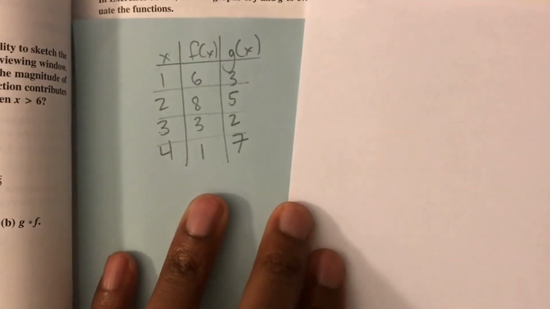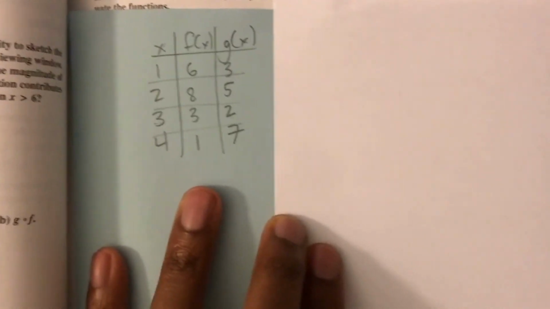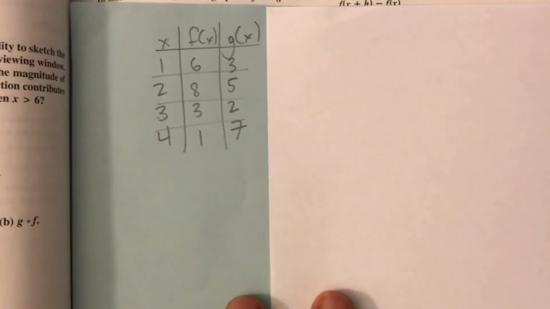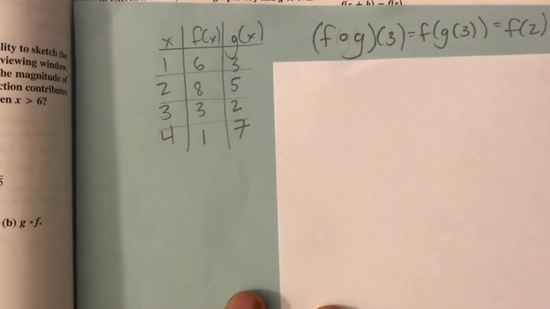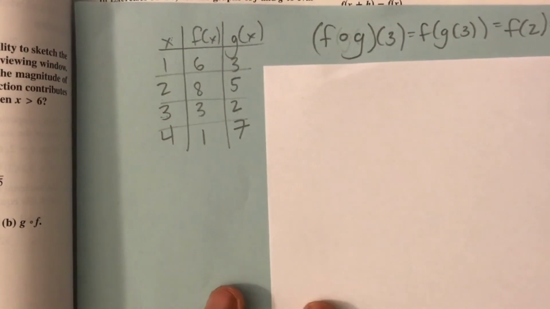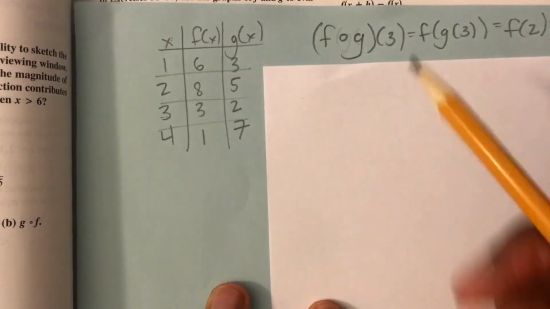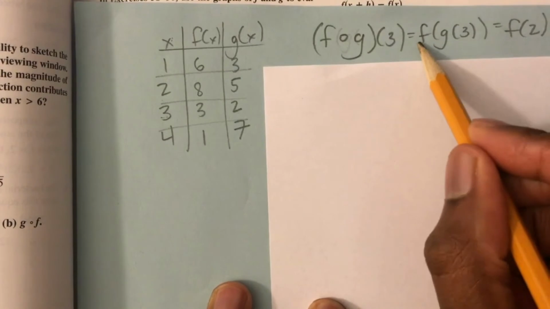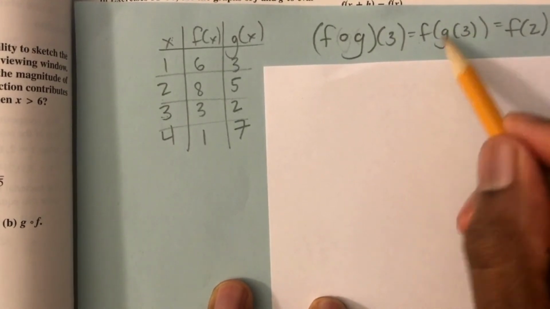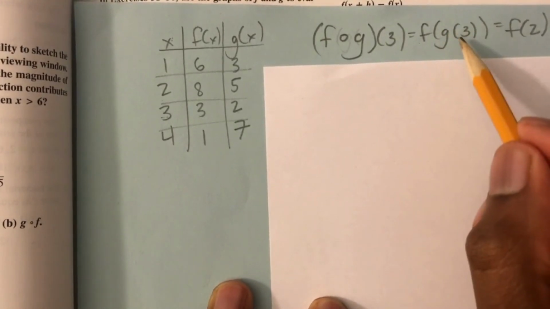So here's just two random tables I made up. A column for f of x, you got a column for g of x. Let's look at these questions here. Let's see, let's do f of g of 3. Okay, again, if you want to rewrite it, you don't have to, but if you want to, you can see it's clearly f of g of 3, meaning g is on the inside. So let's figure that out first.